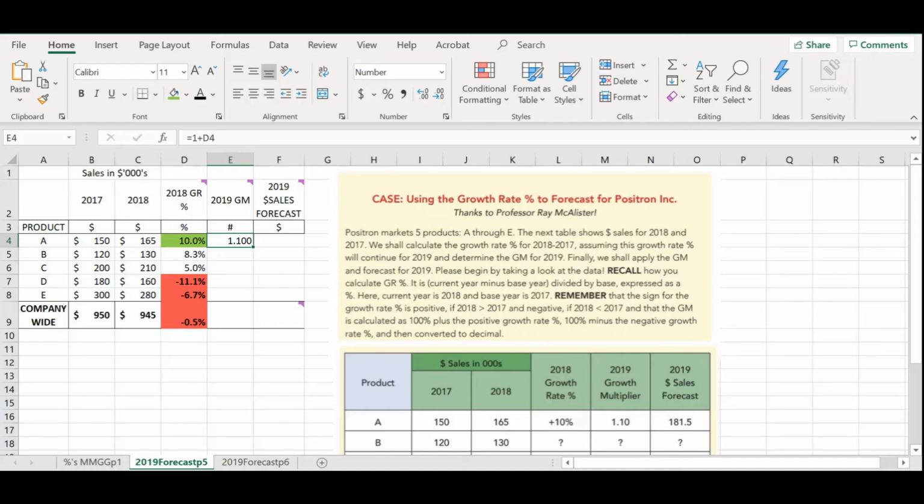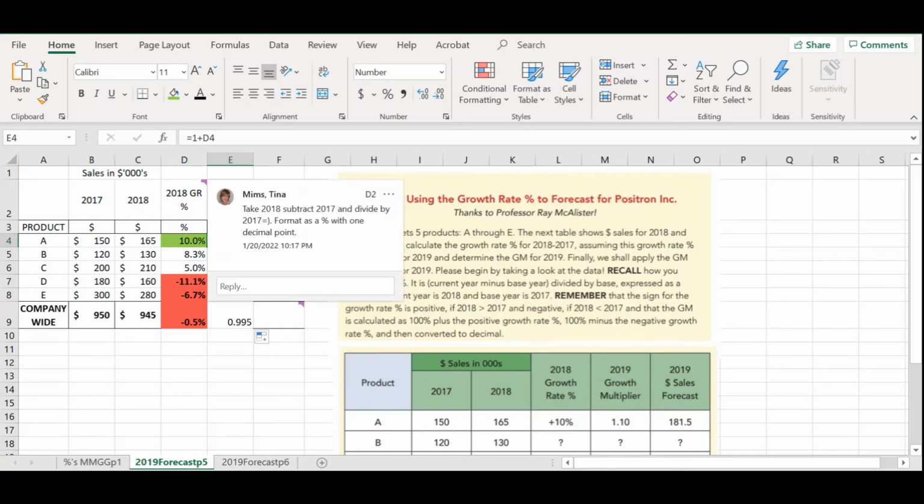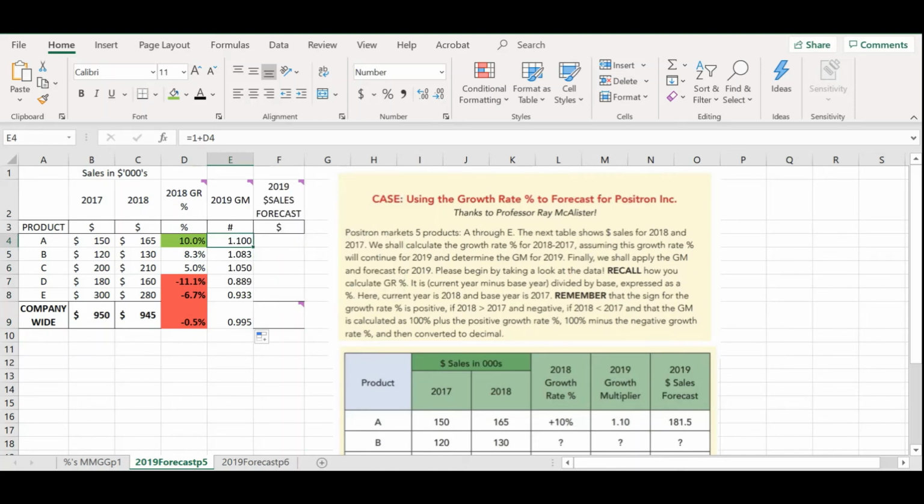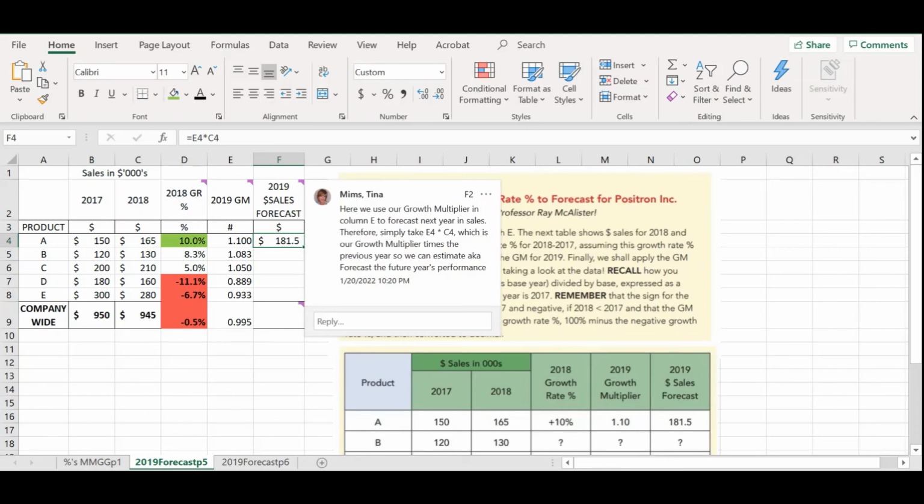All right, so let's take that growth rate multiplier and just pull that down. Okay, clearly we can see again that because the growth rate itself, the percentage change, was really high, our growth multiplier is also going to be bigger. Okay, now how do we do our sales forecast? Well, that's really very simple. We're going to take our growth multiplier and multiply it times the previous year's sales that we actually had. This will give us, in thousands, the estimate for the next year.